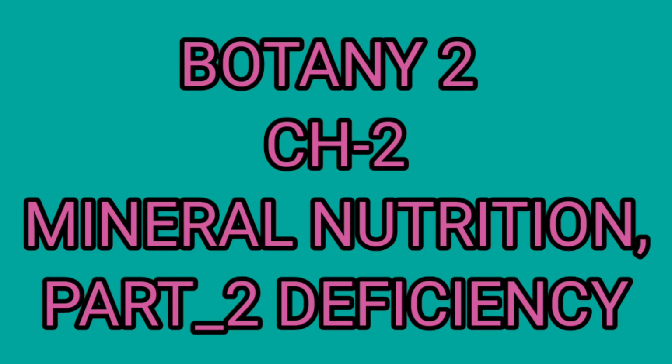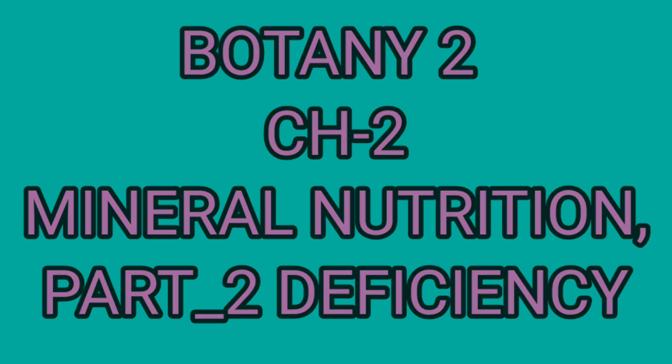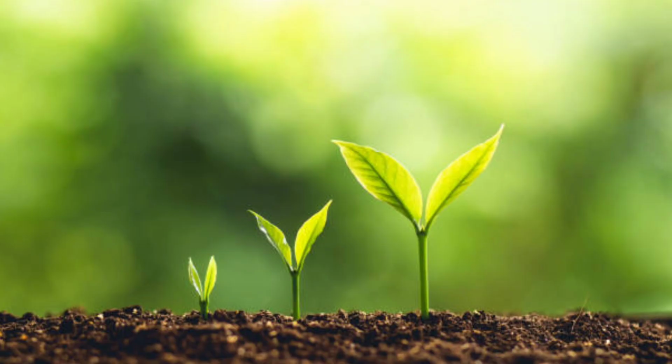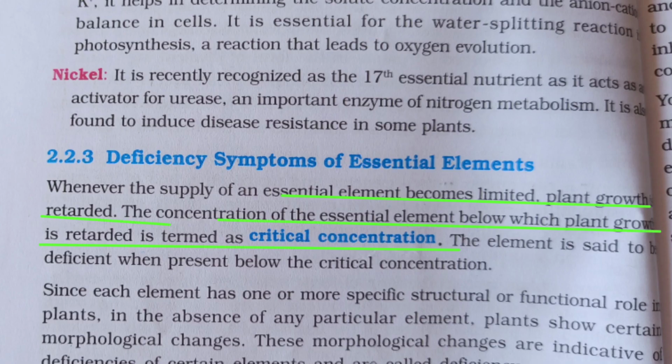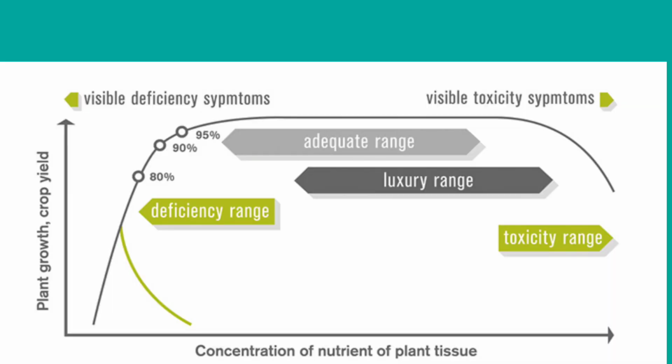Welcome to Botany class, Chapter 2, Mineral Nutrition, Deficiency Symptoms of Essential Elements. Here, when elements become limited, plant growth is retarded. The concentration of the essential element below which plant growth is retarded is termed as the critical concentration.